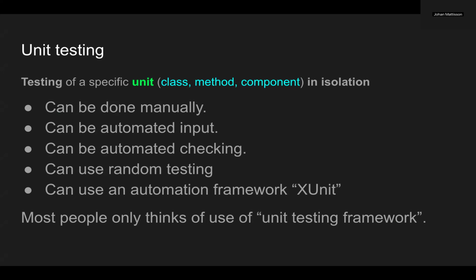It can be done manually. You saw that we did that just recently. We constructed a small program around the add function, for example, and tested it manually. That's one way of doing it. It's very time consuming because you have to enter all the numbers by hand. So we can automate the input. We can also automate the checking. We can use random testing, and we can use a framework called XUnit.